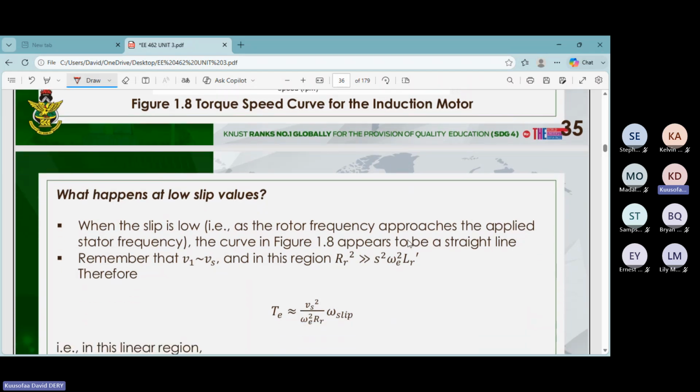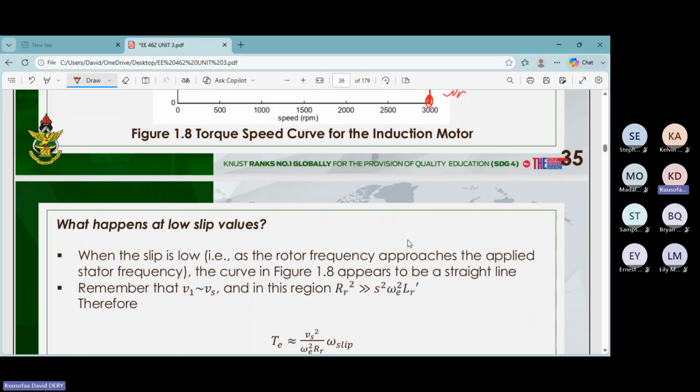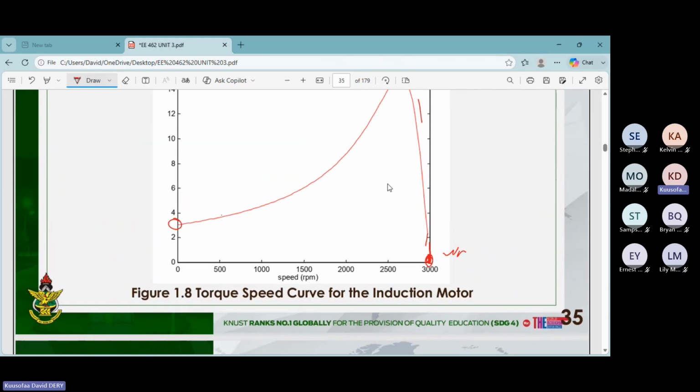So what happens at low slip? At low slip, that is where it will be operating. So you realize that in this curve, omega_r is equal to (1 minus s) omega_e. So when slip is 0, what happens? When slip is 0, we have omega_r equal to omega_e. That is at this point. So at this point, we have slip equal to 0. And when slip is 1, realize that the speed is 0. At this point, the slip is 1, s is equal to 1. And then s is equal to 0 at this point.